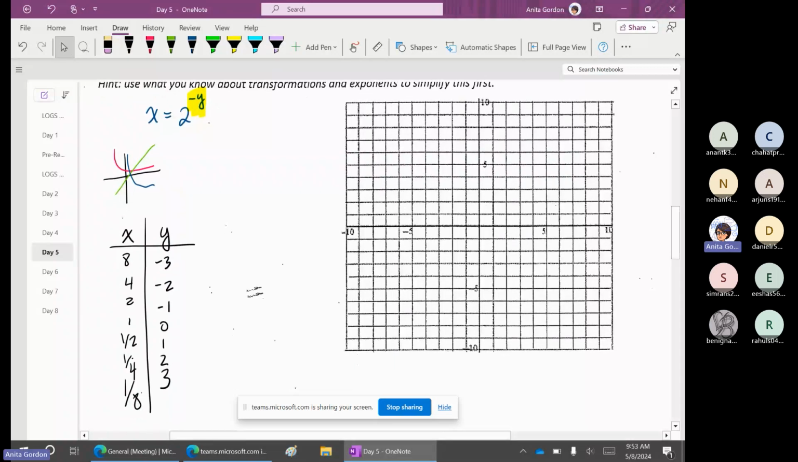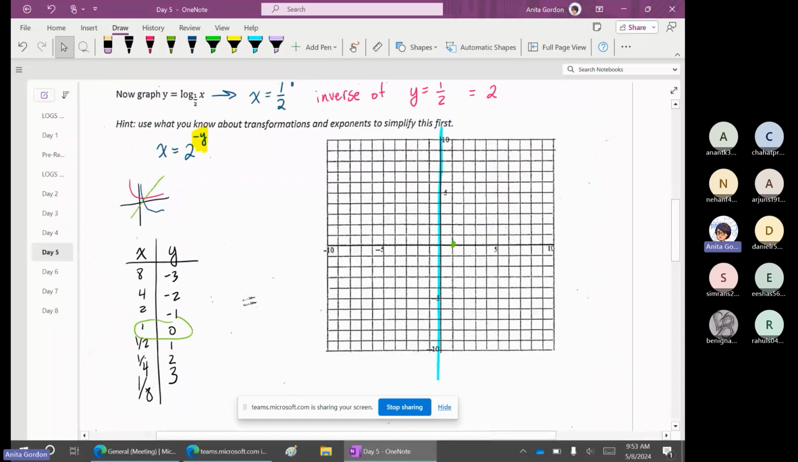Okay, so the thing that doesn't change is that I'm still going to have an x-intercept at (1, 0). So I'm going to put that there. I also know that I'm still going to have a vertical asymptote, so I'm going to put this here. Can't cross that line, right? I also know that my x values must be positive, so I'm going to stay in quadrants 1 and 4, so on the right side of my graph.